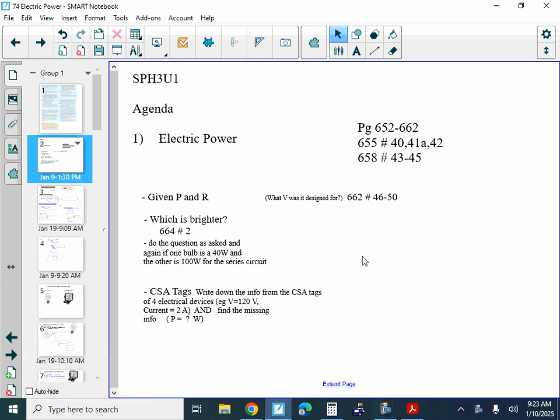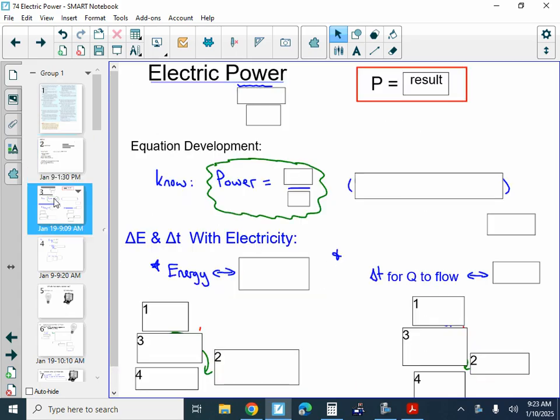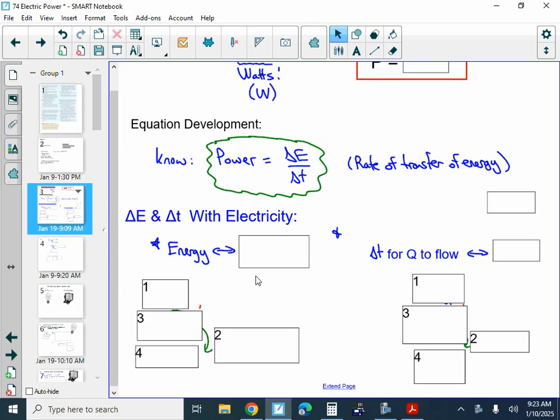Hello and welcome to the next video here. So we're looking at electric power. We already know what power is based on the main concept, right? We know power is energy per time, the rate of flow or transfer of energy. So we know it's in watts, right? We know that already. And so we look at energy to do with electricity.